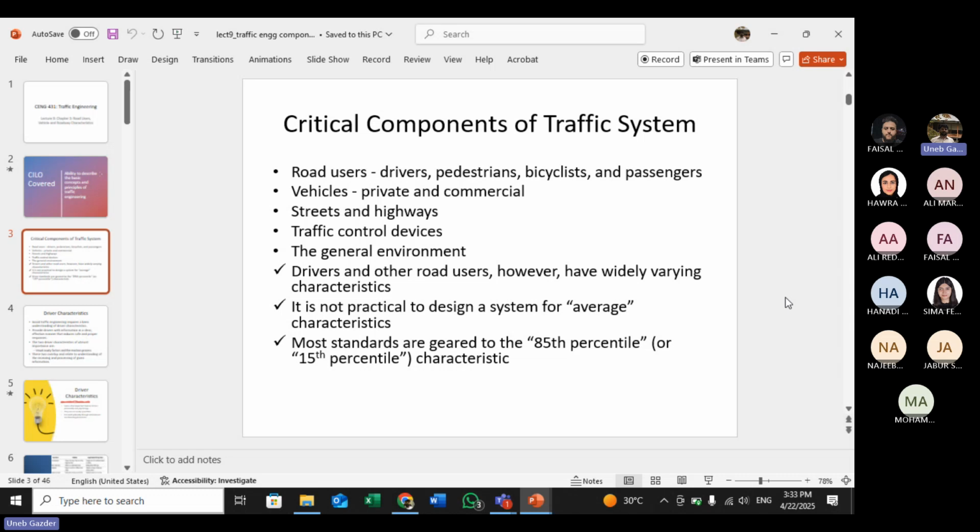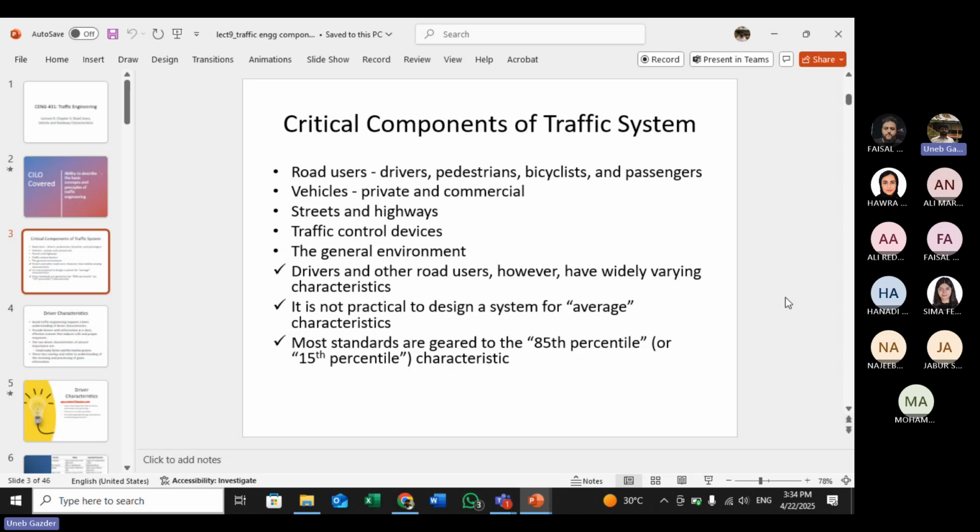Okay, we will start the discussion with the first component, which is the road users. Road users means people, and people have a very wide range of characteristics. Okay, characteristics of people are not at the same level. Somebody is fast, somebody is slow, somebody has some visual disability, they have problems, mental disability and so on and so forth. Okay, so we want to cover most of the road user characteristics.